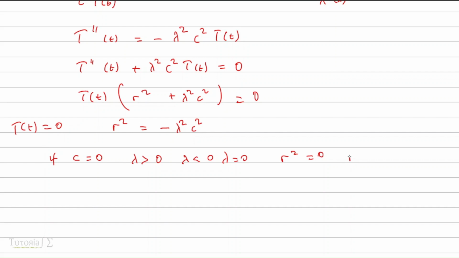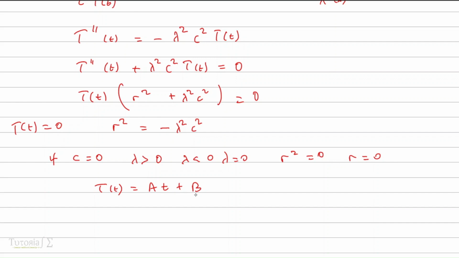And remember what we said: when r is equal to 0, then what is the value of T of t? When lambda is equal to 0, it will be the general solution, like y equals ax plus b. In this case we have t, so it would be at plus b. When r is equal to 0, that is when the eigenvalue is equal to 0, then we have this general form.